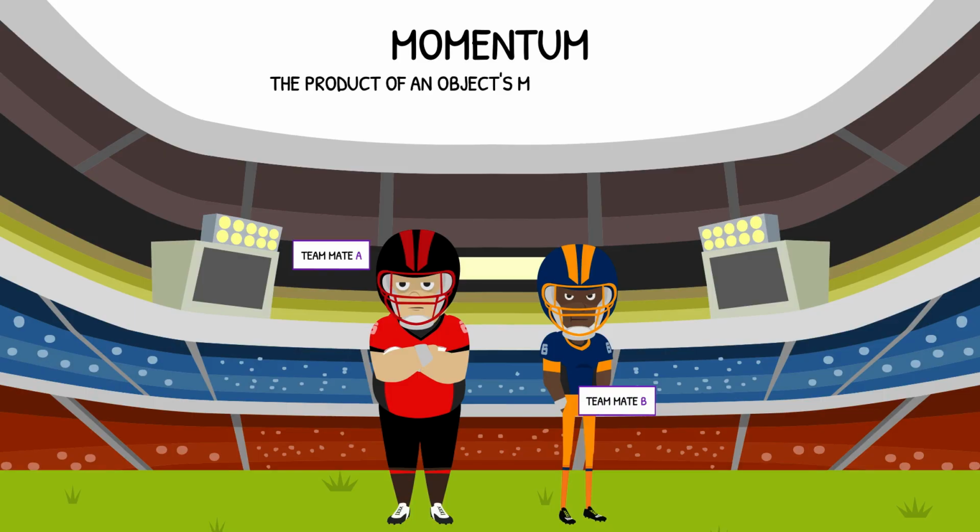Momentum is the product of an object's mass and velocity. In simpler terms, momentum is a measure of how difficult it is to stop a moving object. Emphasis on the word moving, as only moving objects have momentum. Neither teammate would have momentum when they are stood still, but once they start to move, they will gain momentum in the same direction they are travelling.